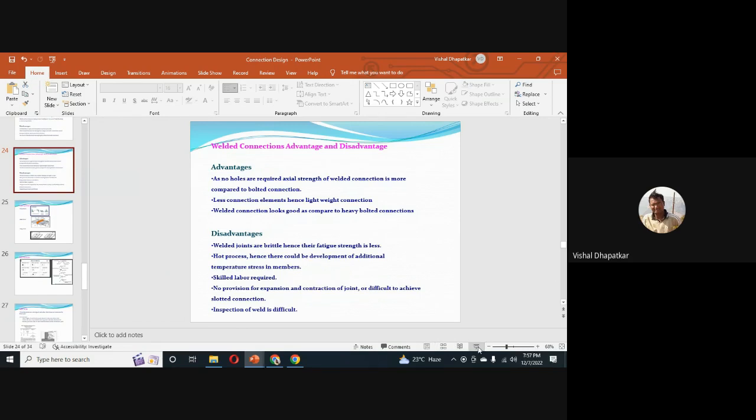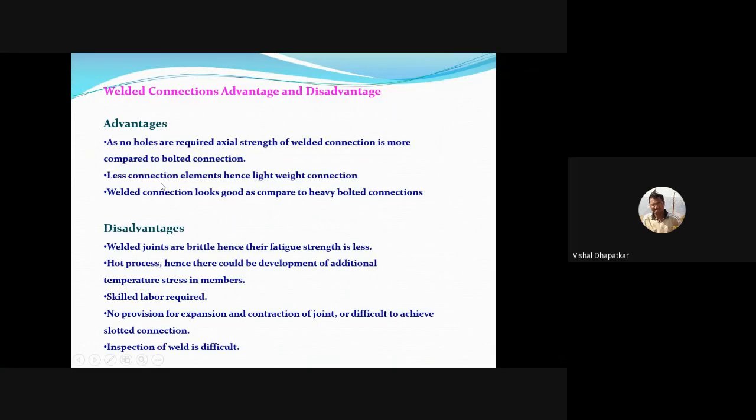we'll just start with the welded connections. First we'll see advantages and disadvantages. So what are the advantages? As there are no holes required for axial strength of the welded connection, its capacity is more as compared to the bolted connection. Less connecting elements, hence lightweight connections.